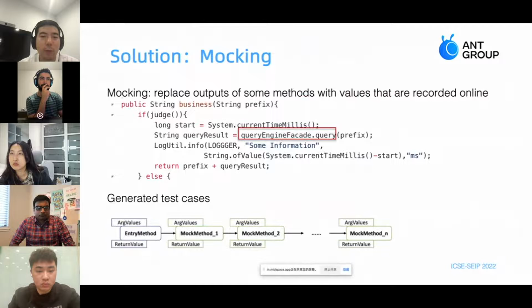So what we do is fix this problem by mocking, which is to record not only the input and output of the microservice, but also the input and output of the functions that have state dependencies. We replace the input and output of those functions in the offline environment, so that we can have exactly the same output in the offline environment as in the online environment.